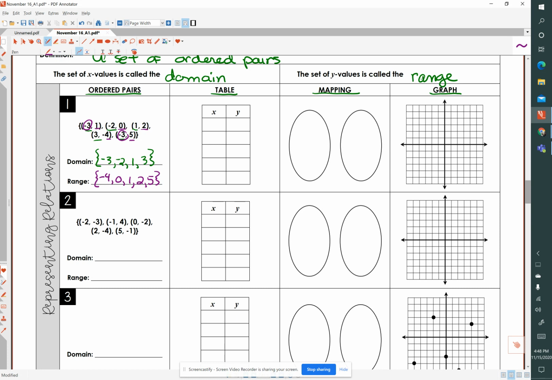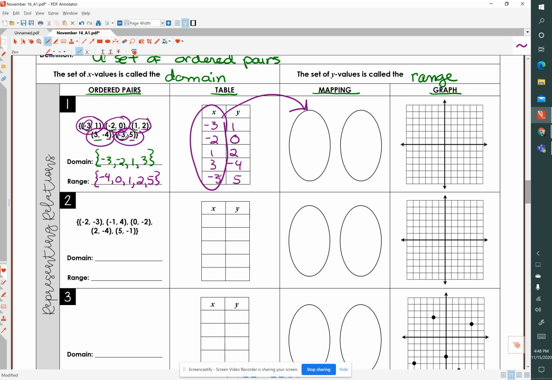When we put those on the table, I'm going to go right in order that they're presented here. The first one is -3, 1. The second one is -2, 0. 1, 2. 3, -4. -3, 5.